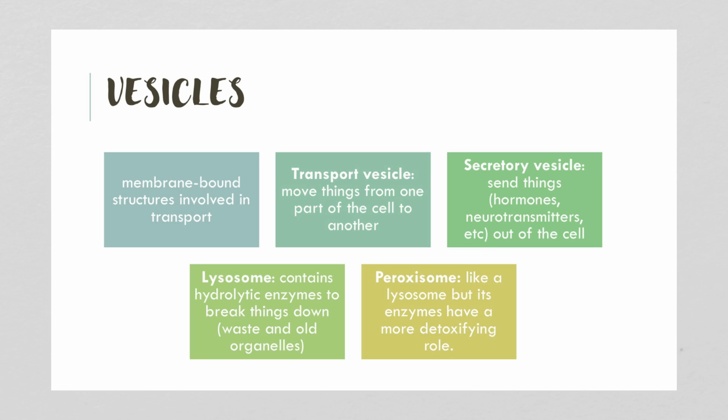Lysosomes are special vesicles that contain hydrolytic enzymes to break things down. So they'll break down waste and old organelles and other toxins and materials. And then finally, peroxisomes are like lysosomes, but their enzymes have a more detoxifying role. So they detoxify things that don't belong in the cell. It could be harmful.